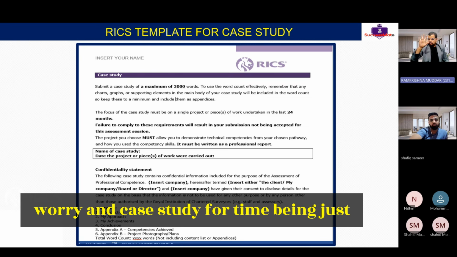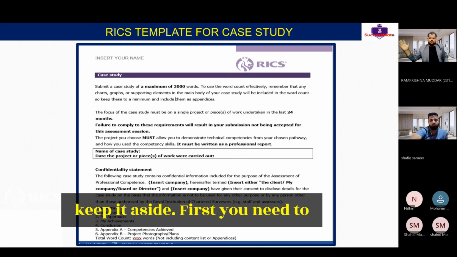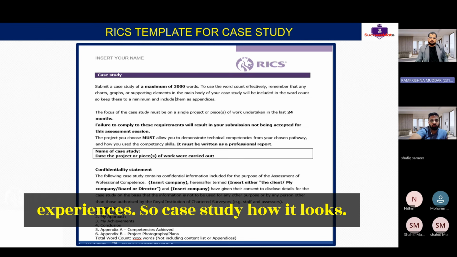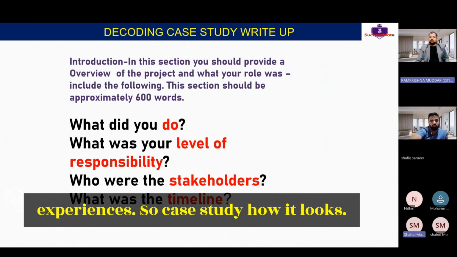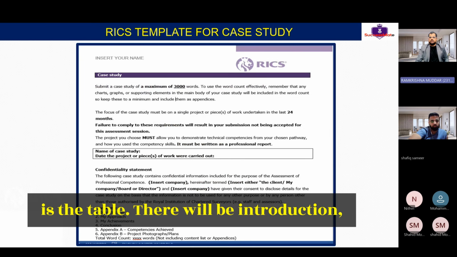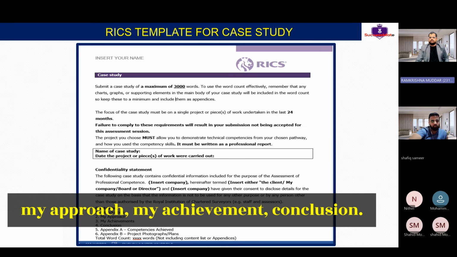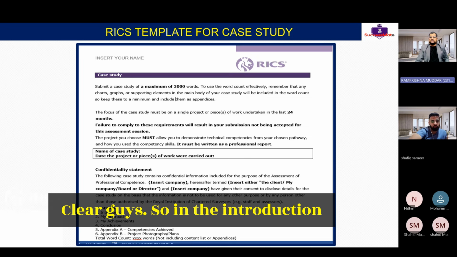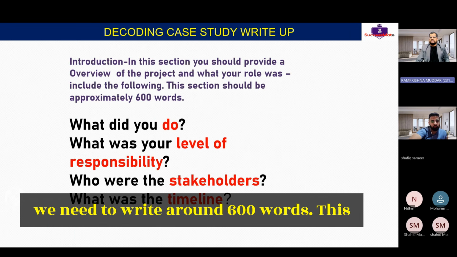And the case study, for the time being, just keep it aside. First, you need to concentrate only on the summary of experience. So, the case study, how it looks. If you see, this is the table. There will be introduction, my approach, my achievement, conclusion. Clear, guys? So in the introduction, we need to write around 600 words.